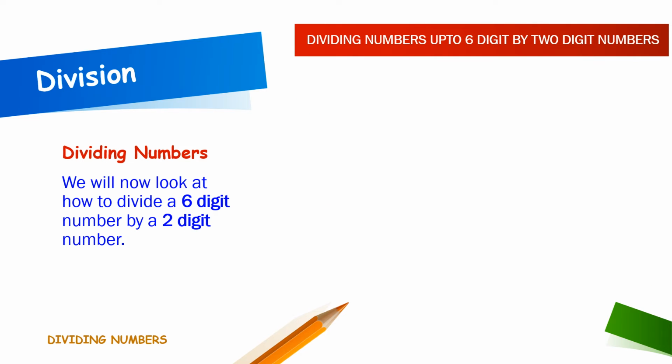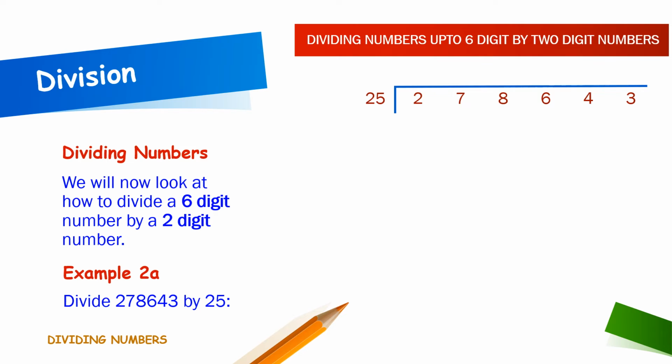We're now going to take a look at dividing numbers, and in particular we will divide a 6-digit number by a 2-digit number. Let's look at an example. Divide 278,643 by 25. Set up the division as shown.